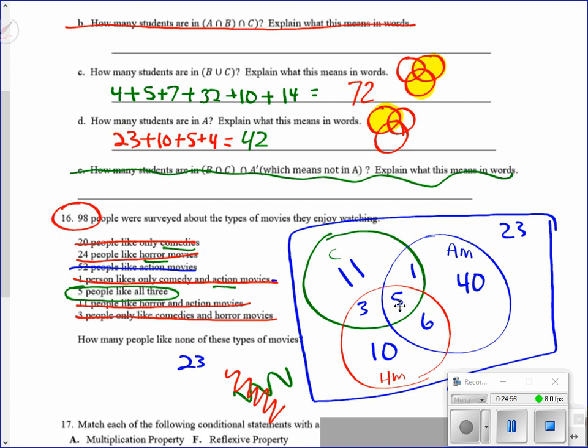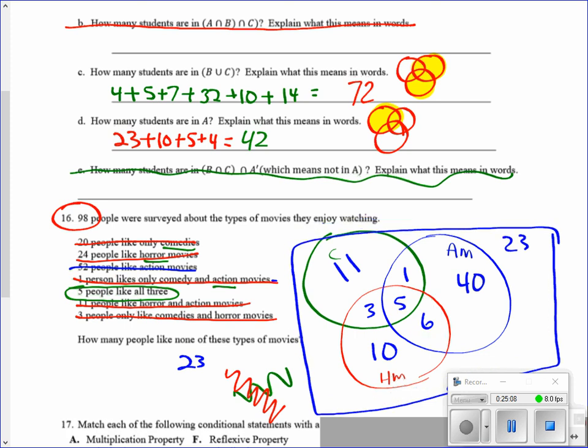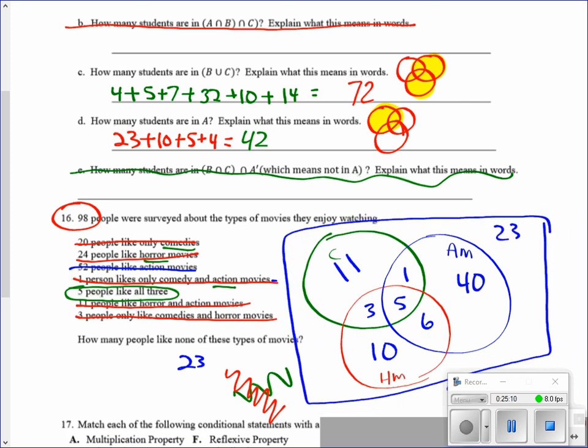Now it says there's 98 people total. So what I did is I added up all these regions, right? And then I subtracted that number from 98, and that gave me the 23 that didn't like any of these movies, which is the answer to this question right here.